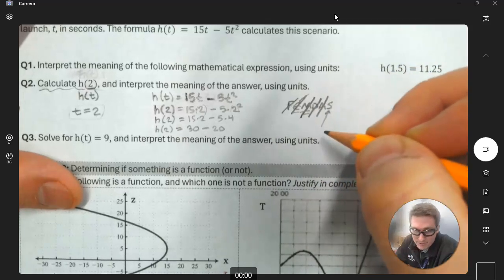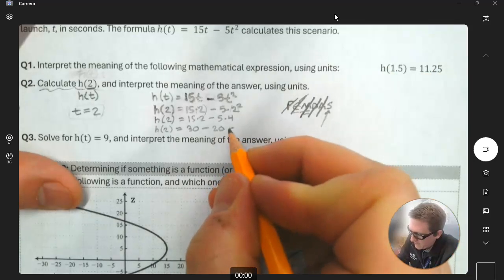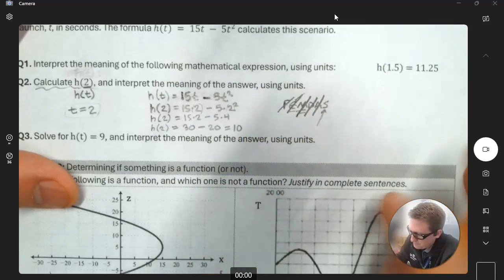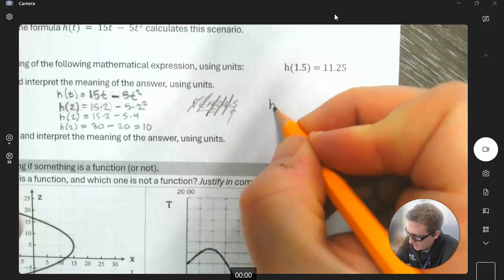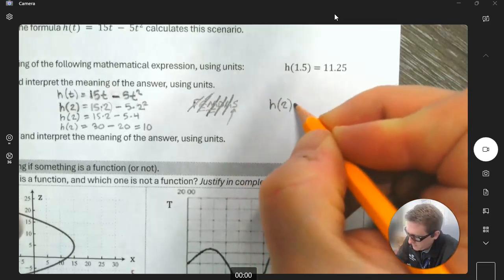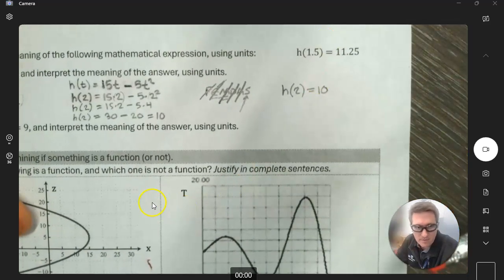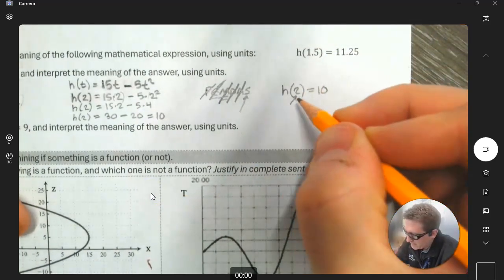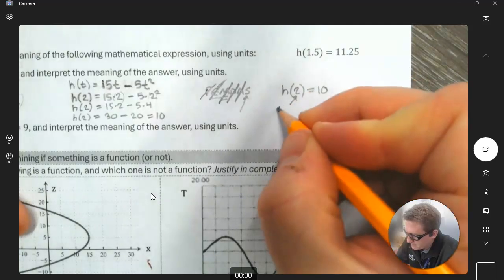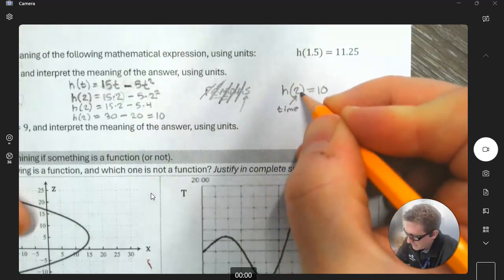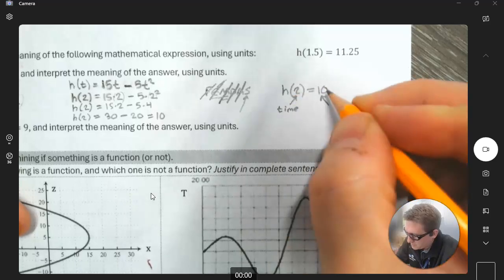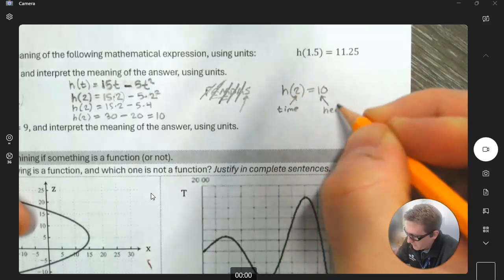The very last thing I do is subtract those numbers, and that gives me 10. Okay? So let me write my answer over here. I have h of 2, and my answer was 10. So what does that mean? Well, I've got to remember that the number inside the parentheses is my time, and that's in seconds. And that number is the result of the function, which gives me the height.